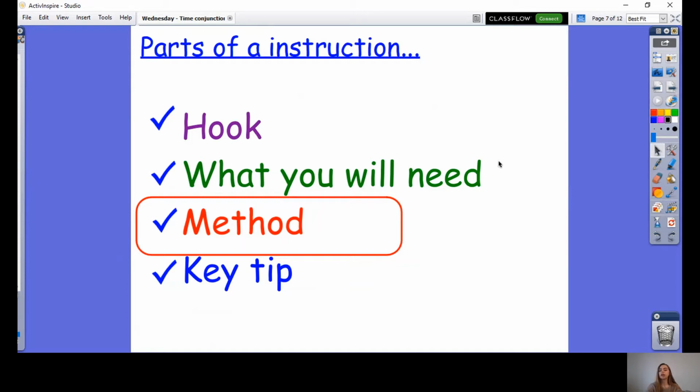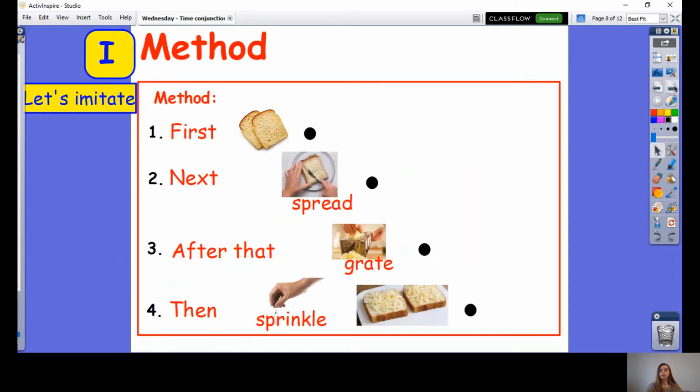Today we are going to write our method. We are only going to write the first 4 steps of our method, and then tomorrow we will write the rest of the steps. So you have to make sure that you are spreading out all your steps. You're not doing everything in the first 4 steps to make your disgusting sandwich. You need to make sure that you are doing bit by bit in each step, so you have enough to fill out 8 fantastic steps.